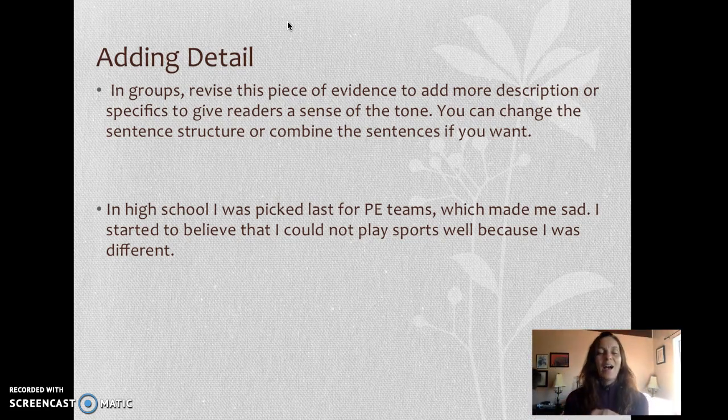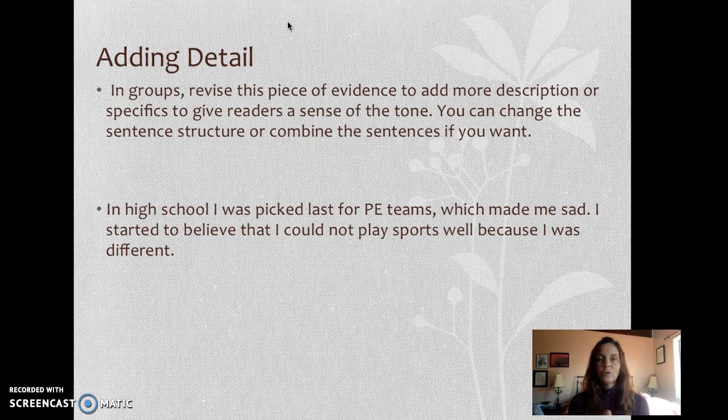Thank you. And in groups, what you would normally do is look at this sentence below, which came from a student paper, and then add to it. So it says, "In high school, I was picked last for PE teams, which made me sad. I started to believe that I could not play sports well because I was different." And if we were in class, I'd have you in groups revise that sentence to add in the detail to make it specific to a student or a situation.